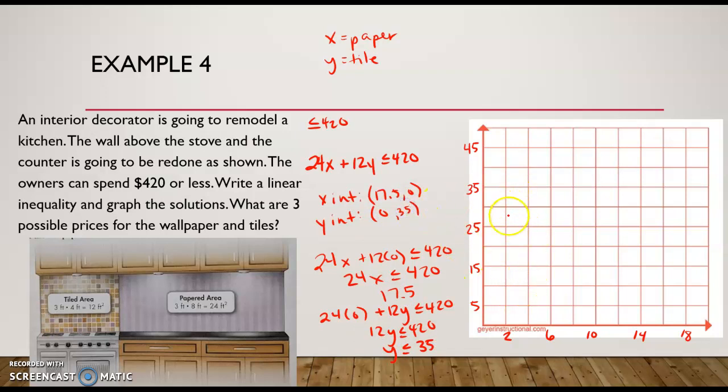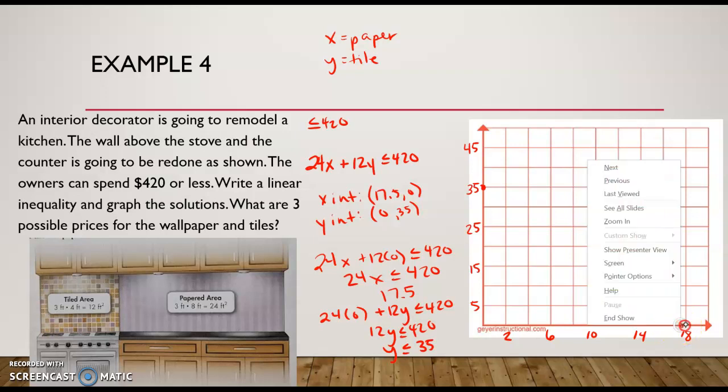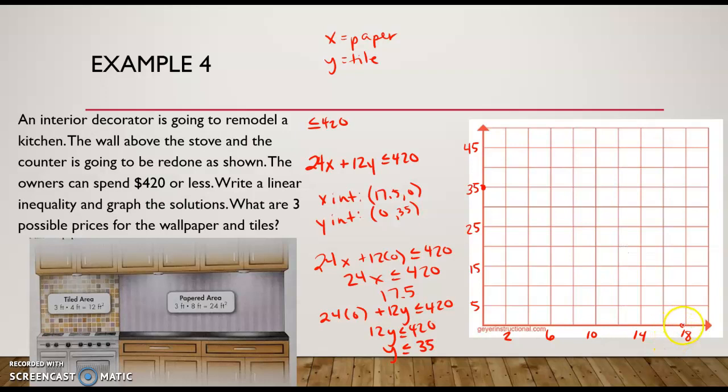So I created my graph over here. My y's are counting by 5s. My x's are counting by 2s. And so here we're going to be 0, 35. There's my first point. And then I'm going to go to, this is 16. So halfway would be 17. So a quarter of the way would be 17.5. So about there's where we're drawing our line.